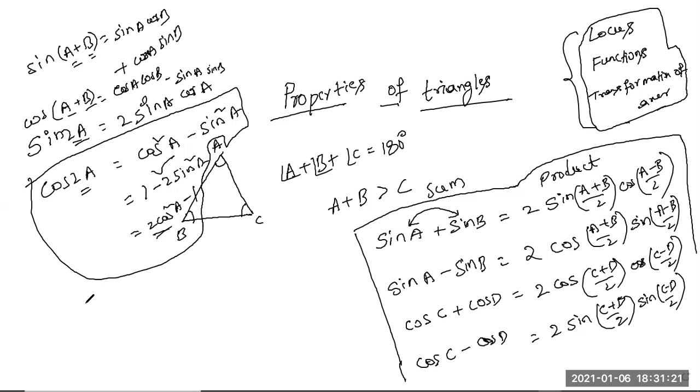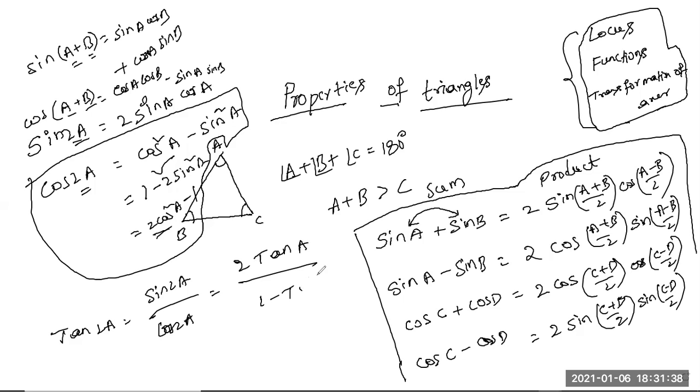So what about tan 2a? Tan 2a is simply you divide sin 2a by cos 2a. After simplification, you will get tan 2a is 2 tan a by 1 minus tan square a.